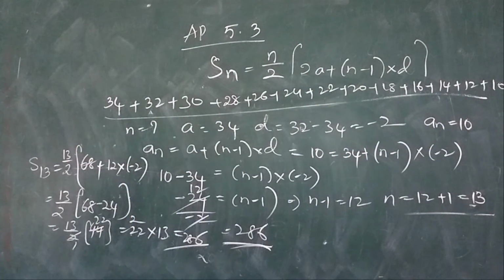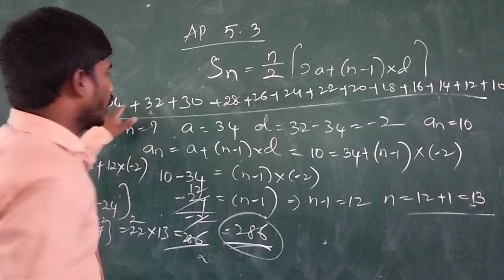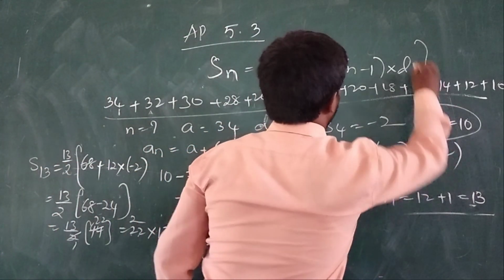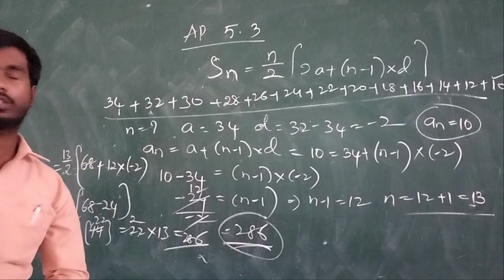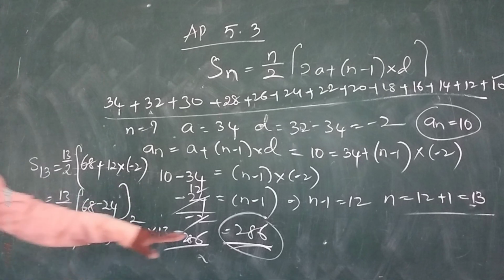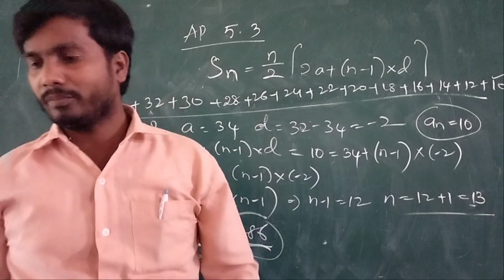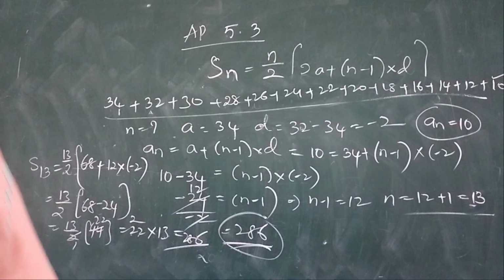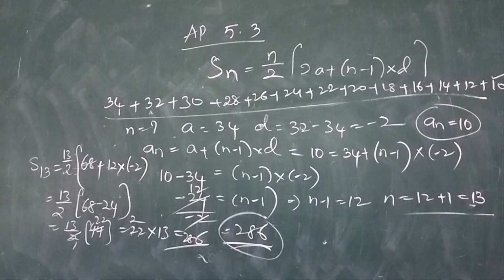The sum of all these terms, 34, 32, 30, 28 and the rest, is 286. To find the answer 286, first find how many terms there are: the last term 10 is given, a is given, and the difference d is given. So we found n is equal to 13, and with the help of that we found the value of Sn. The remaining model problems are the same, with some given in fractions and some in negative values. Find them all in the same way.